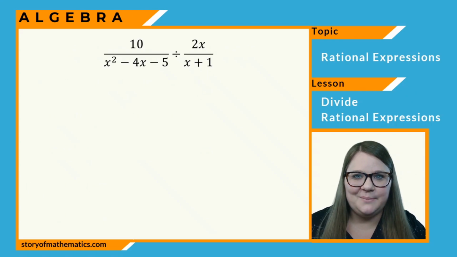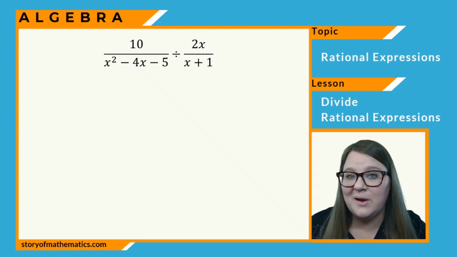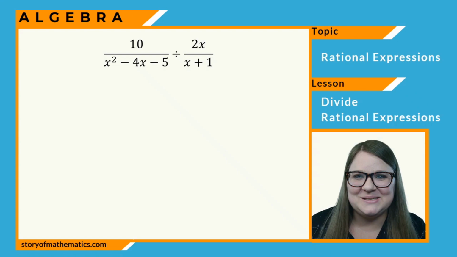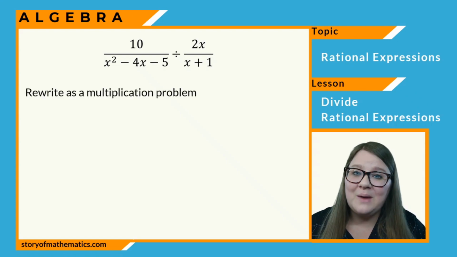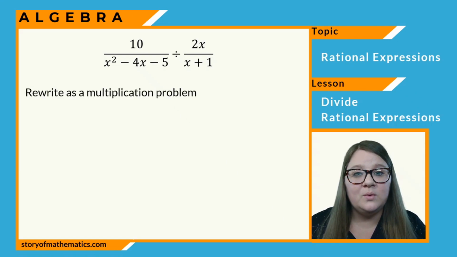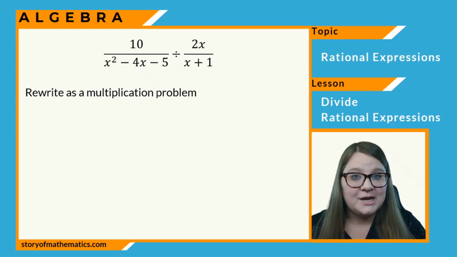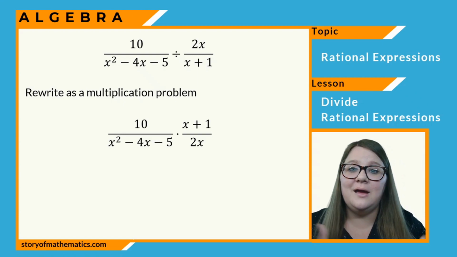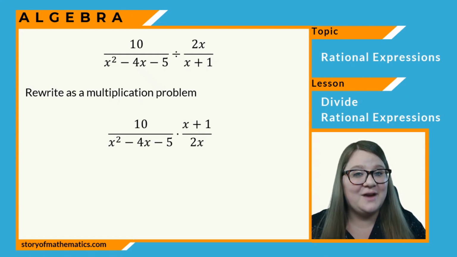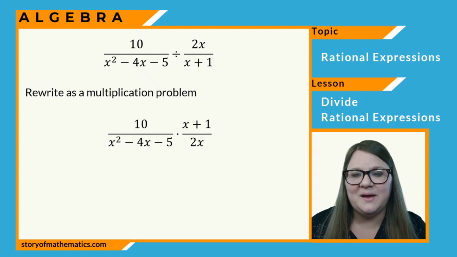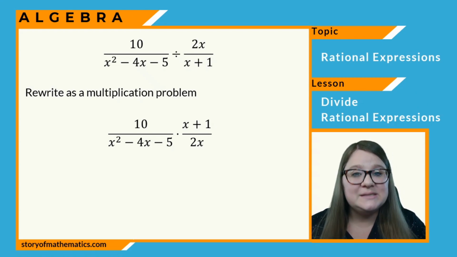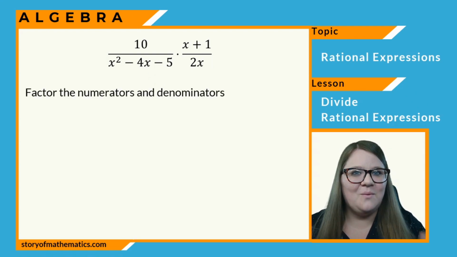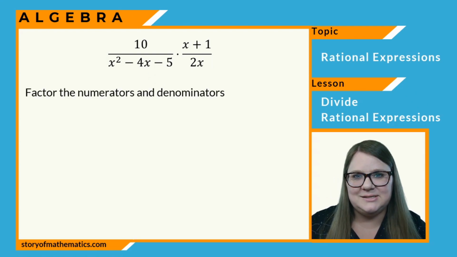Let's start with this example problem. 10 over x squared minus 4x minus 5 divided by 2x over x plus 1. I'm going to start by rewriting this as a multiplication problem. In order to do that, I will keep the first fraction, change to multiplication in the middle, and then flip the second fraction upside down. So instead of 2x over x plus 1, it is now x plus 1 over 2x, which is the reciprocal of that first fraction.